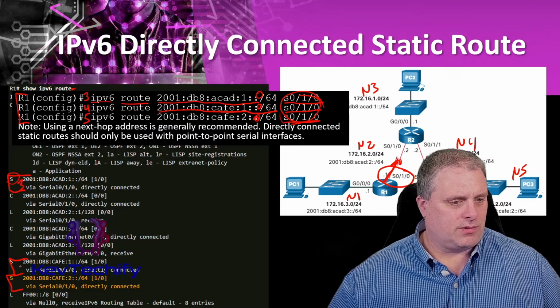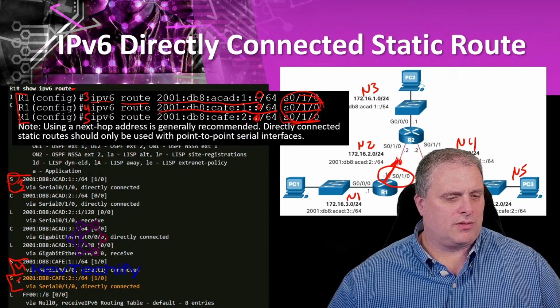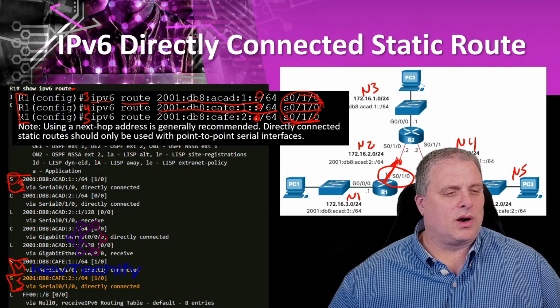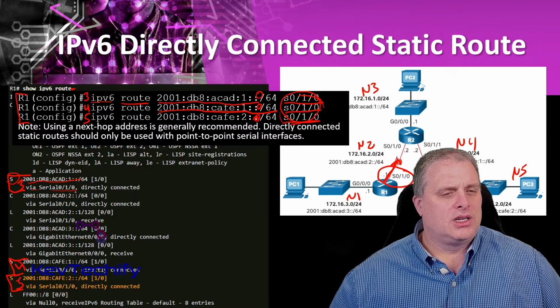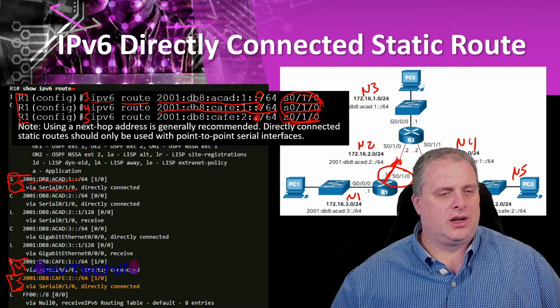CAF1 is network 4 and network 5. Notice we have our network addresses, and then it tells us what interface on R1 we have to go out of to get to our destination. We need to go out serial 0/1/0.